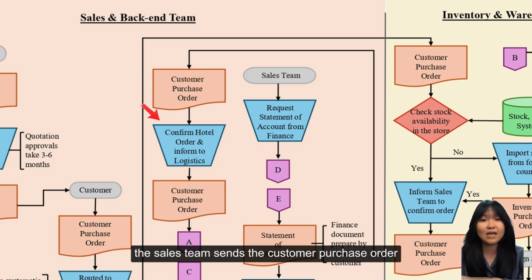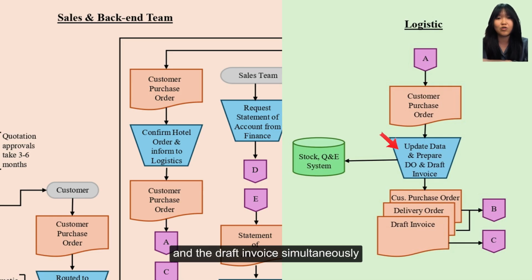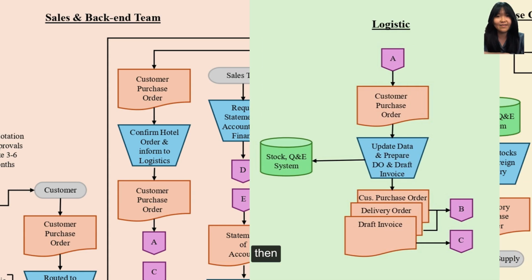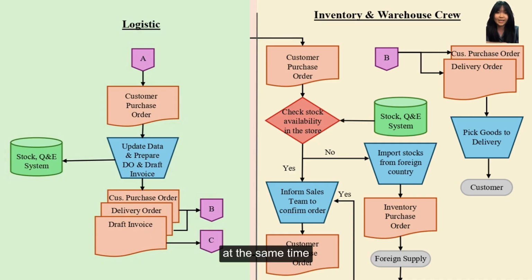Then, the sales team will send the customer purchase order to the logistics team, who will prepare the delivery order and the draft invoice. The logistics team then sends both the purchase order and delivery order to the warehouse crew so they can prepare the goods for delivery. At the same time, the logistics team will send the draft invoice back to the sales team.